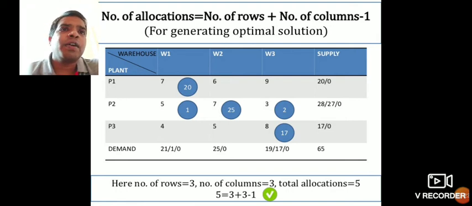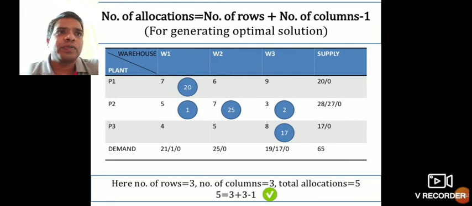And the number of rows, P1 P2 P3, is 3, plus the number of columns, W1 W2 W3, 3. 3 plus 3 is 6, minus 1 is 5. The number of allocations is 5, and the number of rows plus number of columns minus 1 also gives 5.